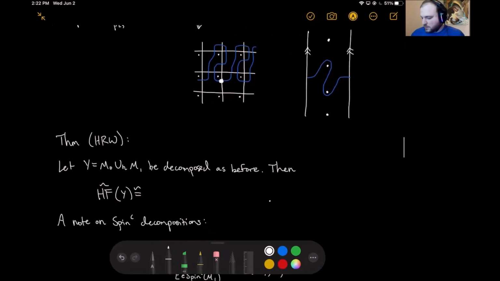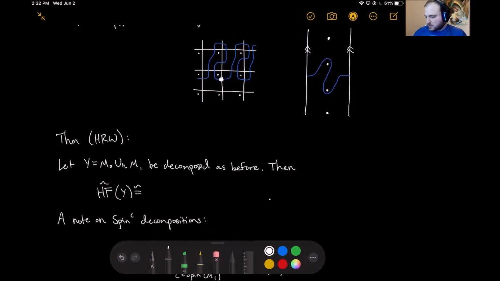We hope that we also have it for immersed curves. And this is the result due to Hanselman, Rasmussen, and Watson, that the Floer homology of a three-manifold Y can be recovered by decomposing it like before and taking the intersection Floer homology of the immersed curves of its components.